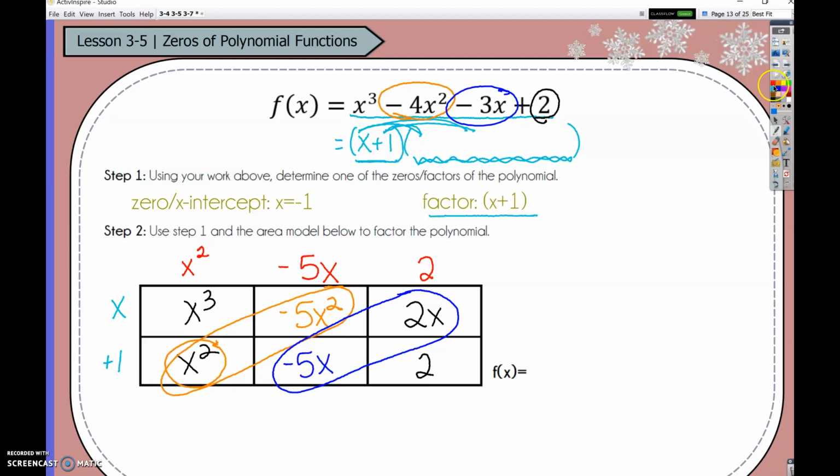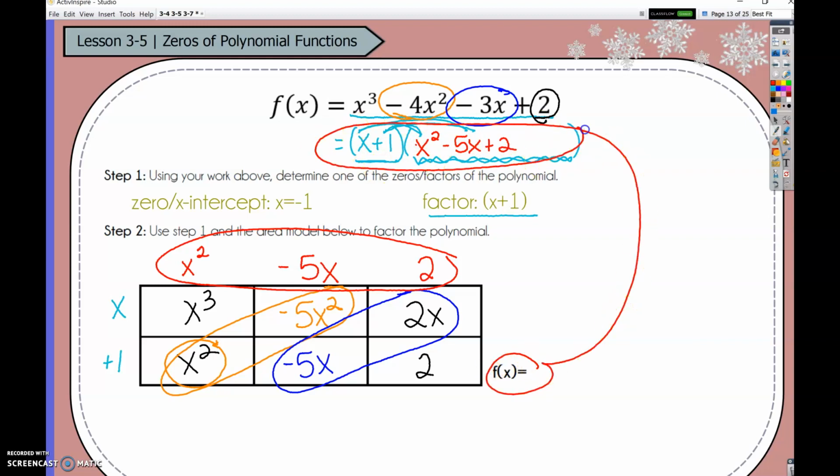So what does that mean? We have just found the second factor or polynomial besides the x plus 1 that should go here. So x squared minus 5x plus 2. And technically that's what they wanted here. So we have just found the binomial times the trinomial that would make that cubic.